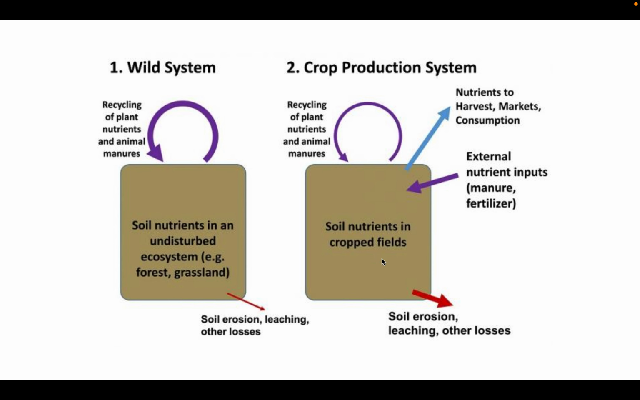But if you turn that piece of land into a crop production system, notice that we're going to increase soil erosion, or add nutrients to the soil. But then when we harvest the crop, we're taking those nutrients away, and the recycling of plant nutrients and animal manures is small. So it gets supplemented by external nutrient inputs to help keep that soil healthy.